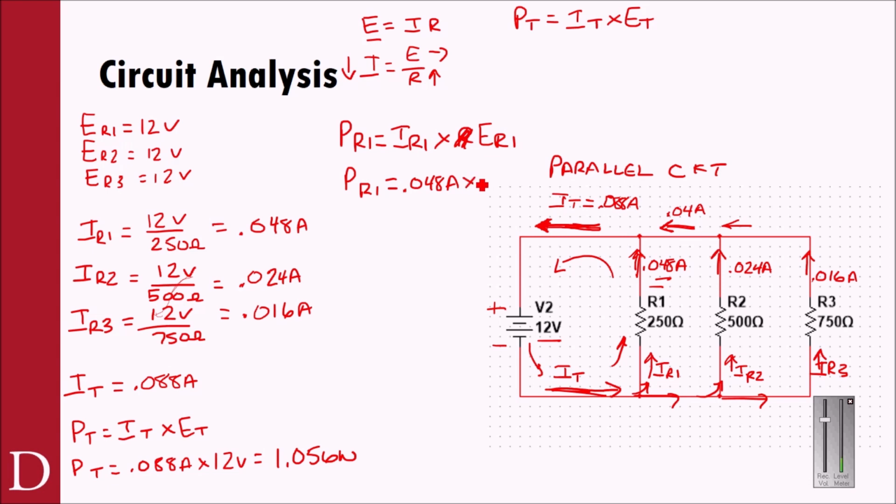We multiply that by E of R1. Well, each one of these is consuming 12 volts, Kirchhoff's voltage law. So P of R1 is 0.048 times 12, 0.576 watts. So that's the P of R1. So a bunch of calculations there for IR1, IR2, IR3, total power, and then the power of R1.